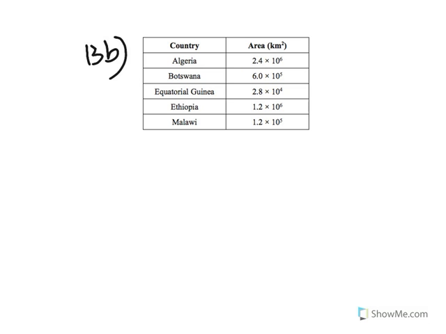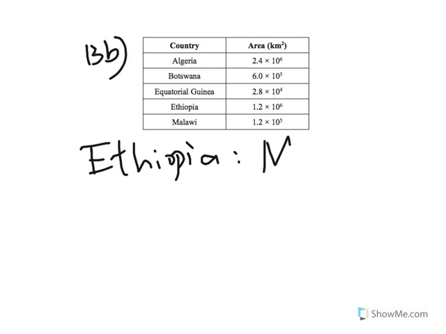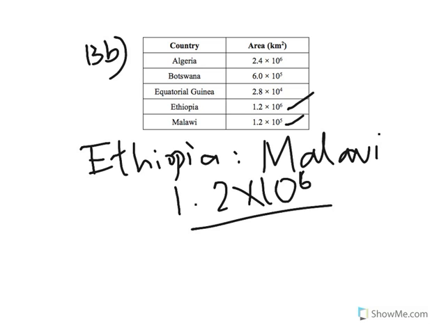13b is asking you how many times greater the area of Ethiopia is compared to Malawi. What you can do in this case is use a ratio. The ratio of Ethiopia to Malawi would be the number of times it's greater. So all you have to do is divide the two answers. You just divide Ethiopia by Malawi. So you take 1.2 times 10 to the power of 6 divided by 1.2 times 10 to the power of 5.